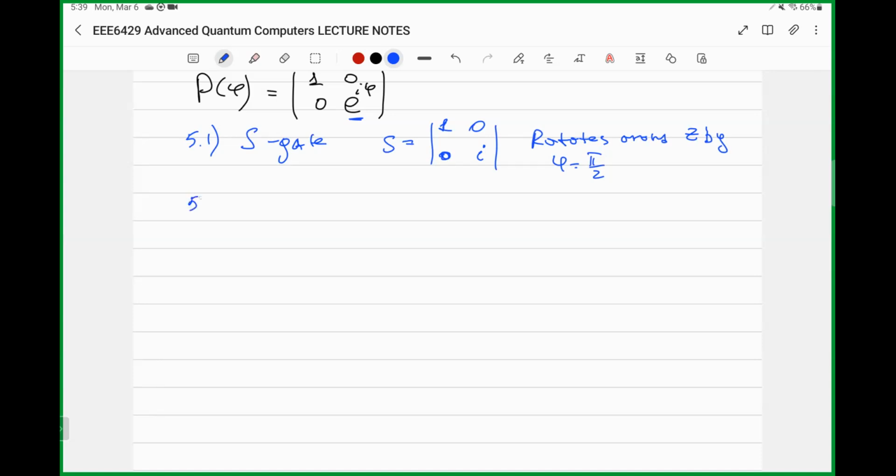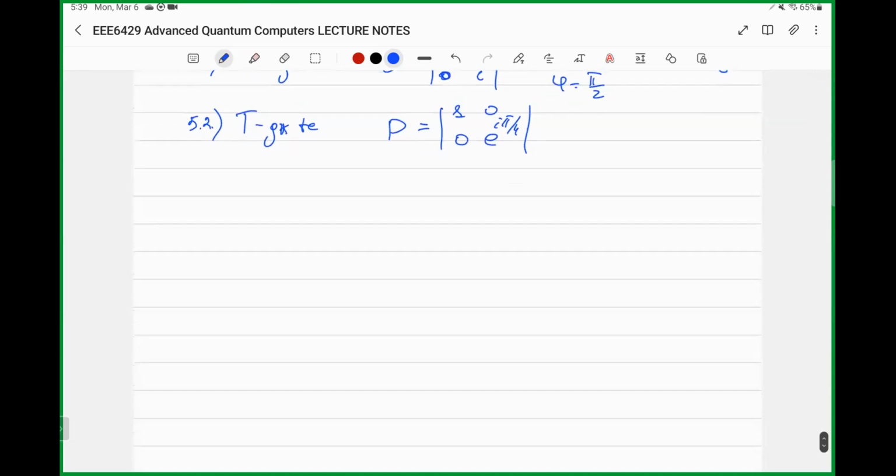And the second one, 5.2, is the T gate, which performs rotation by the angle pi over 4. 1, 0, 0, e to the power of i pi over 4. Right.